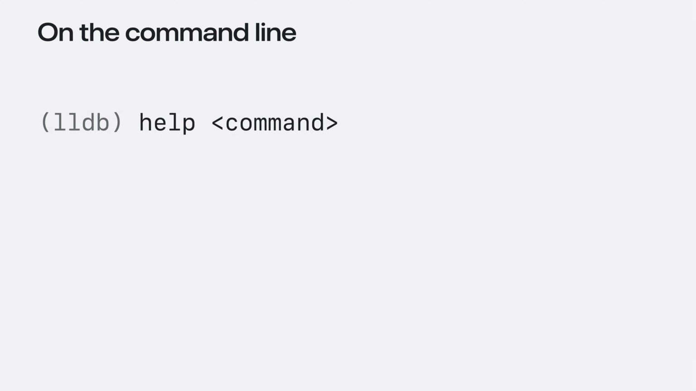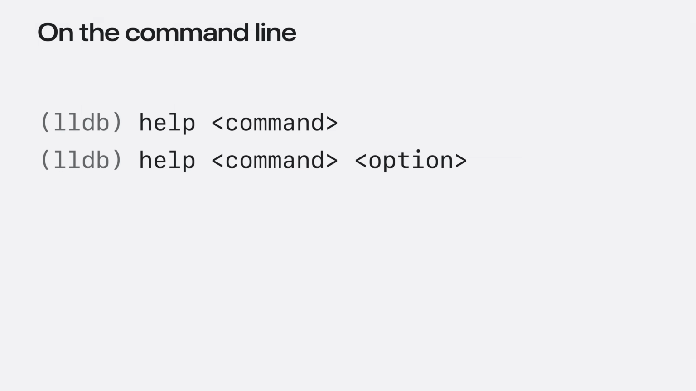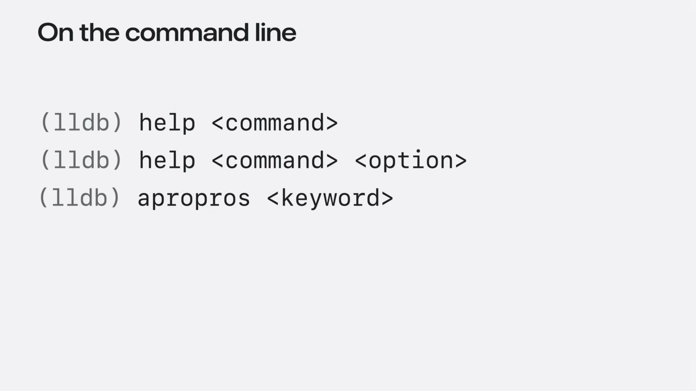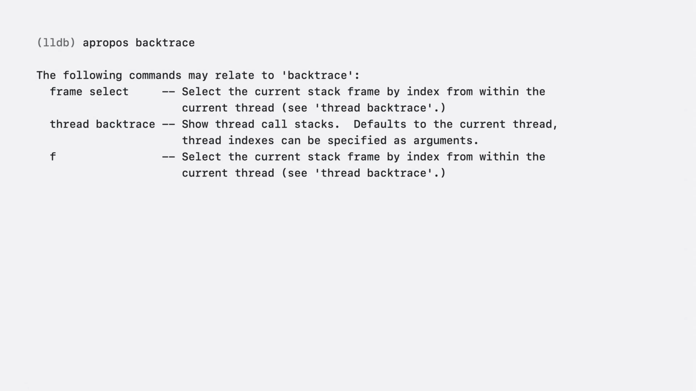LLDB provides detailed description of all of its commands by using the help command. You can also get help for any option of a specific command. To discover more features, a great tool is the apropos command, which searches LLDB's help text for a keyword and returns any commands or options that are described by that keyword. For example, a search for commands related to backtraces finds frame select and its alias, the f command. It also finds the thread backtrace command.